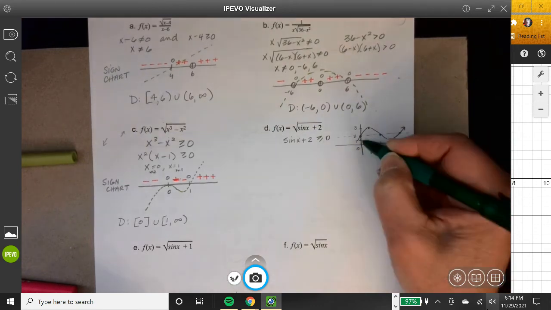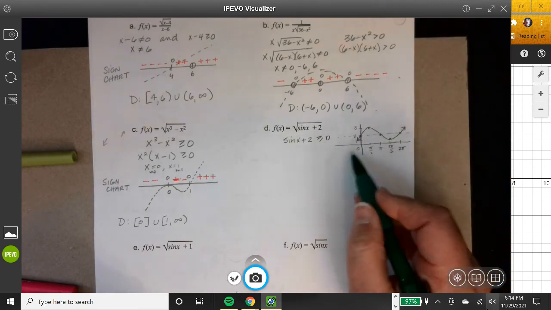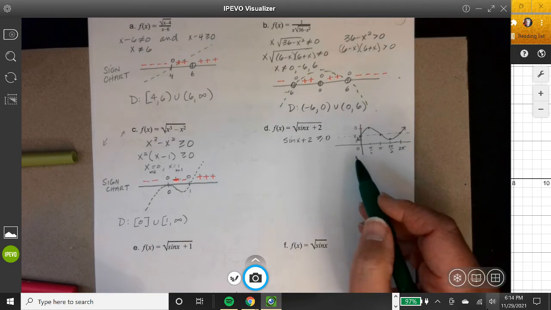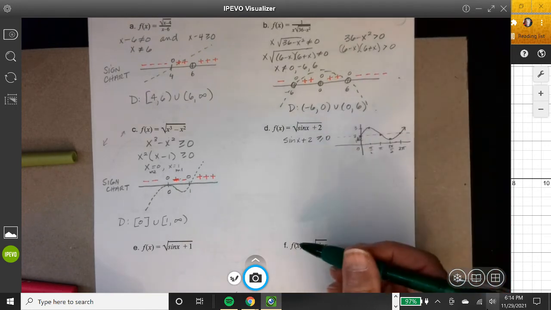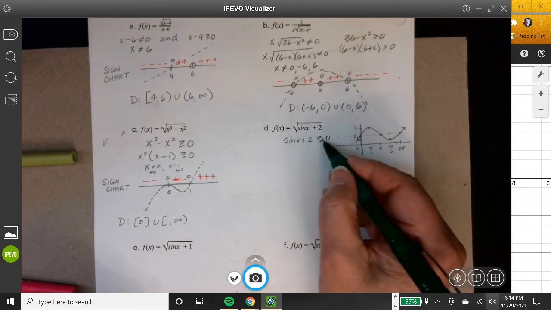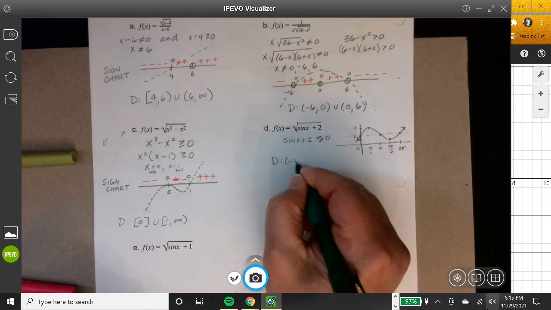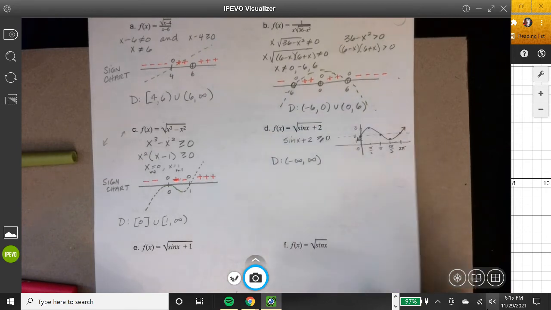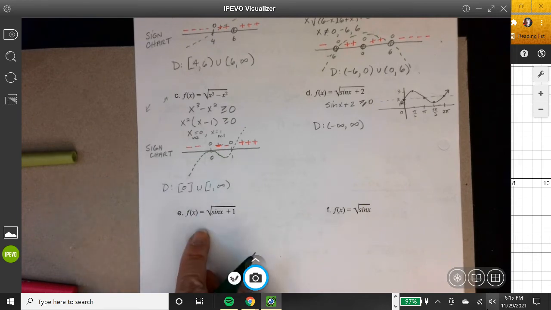There it is. Now, what do you notice about this? Does this sine curve have any zeros at all? No, and all of its y values are above 0. So this thing right here is always greater than or equal to 0. So the domain here is negative infinity to infinity. Okay? All right. Well, what about this sine x plus 1?